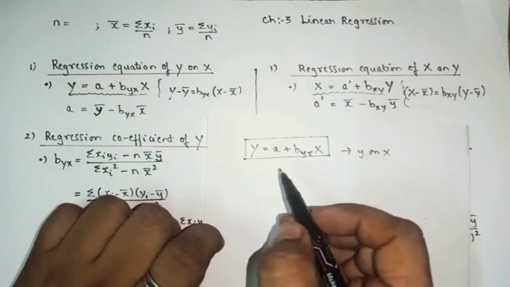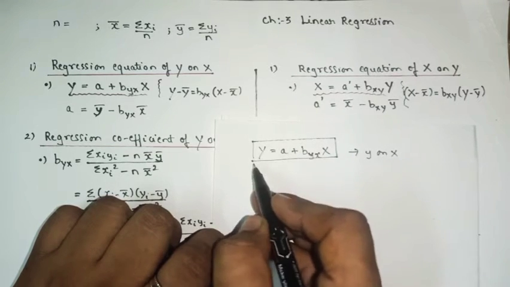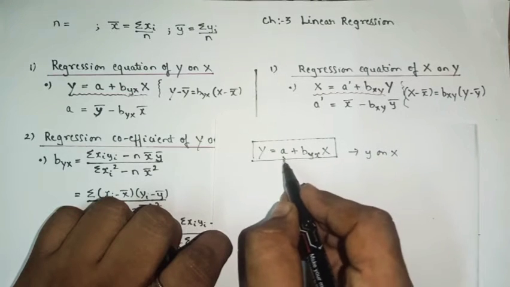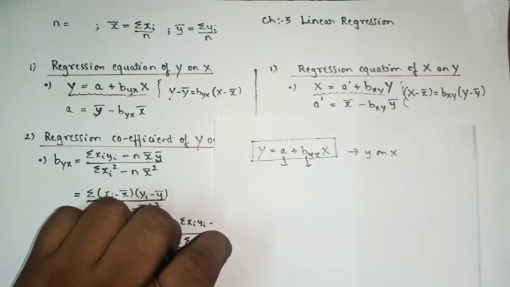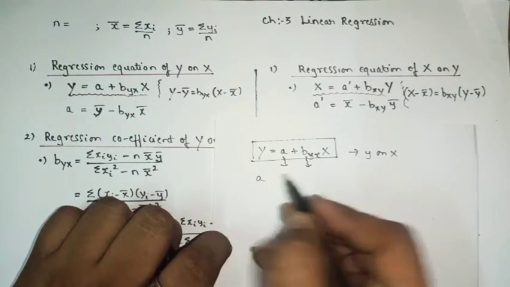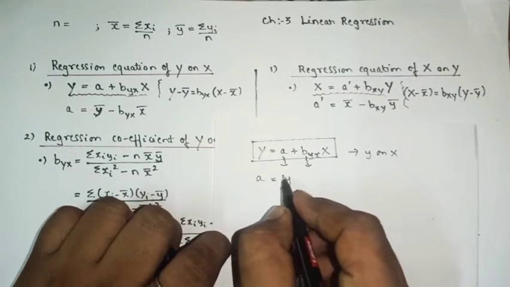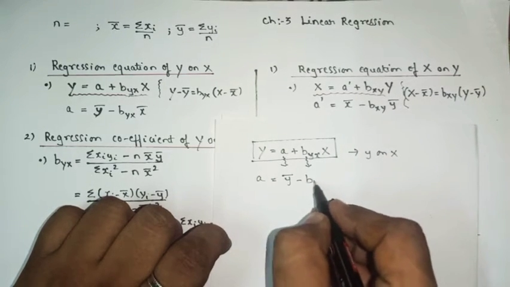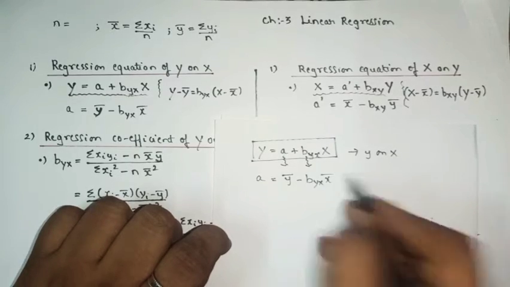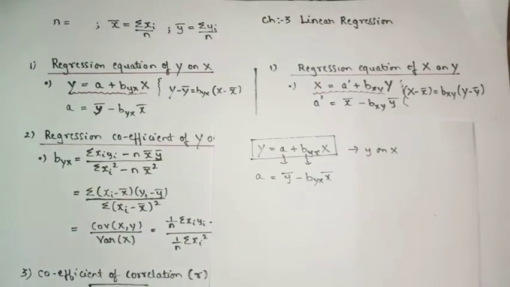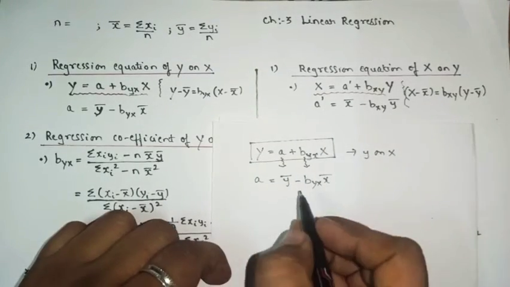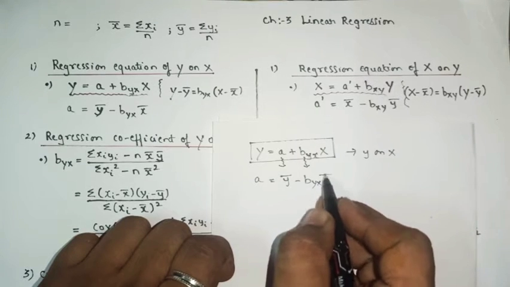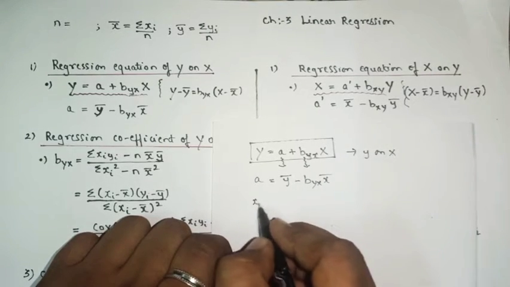Okay. So that means when you will write the formula, you must have the value of a and b y x. So here we have the formula for a also, small a. It is y bar, we can say y dash minus b y x times x dash. Now we'll see here what is the meaning of y dash and x dash.